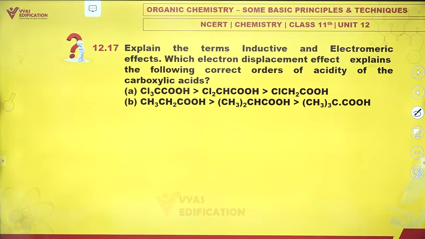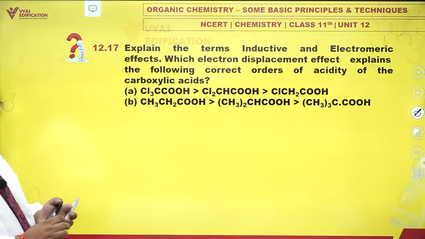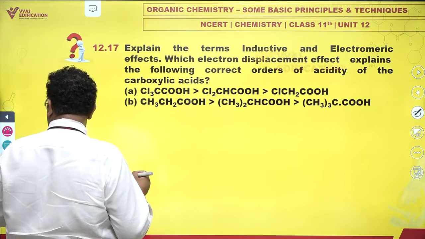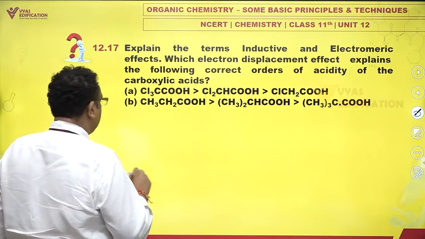Explain the terms inductive and electromeric effects. Which electron displacement effect explains the following orders of acidity of carboxylic acids? Now, the second part, let me answer first. You find that both these effects are explained very well by the inductive effect. How is it? I'll just show you. The logical portion I'll just answer first.